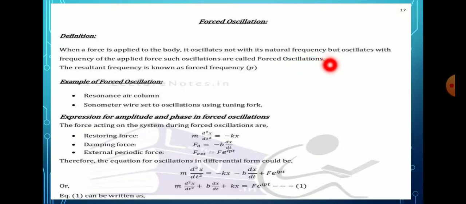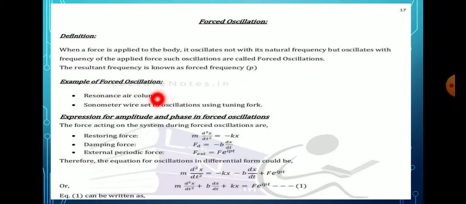Let us consider the simple harmonic motion. When we apply the force, then that body will move from one position to another position. This is known as the forced oscillation. When we apply the force to that body and that body moves to and fro about its mean position, the motion is known as the forced oscillation.